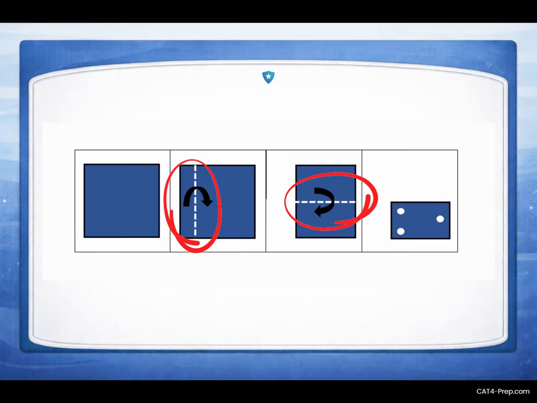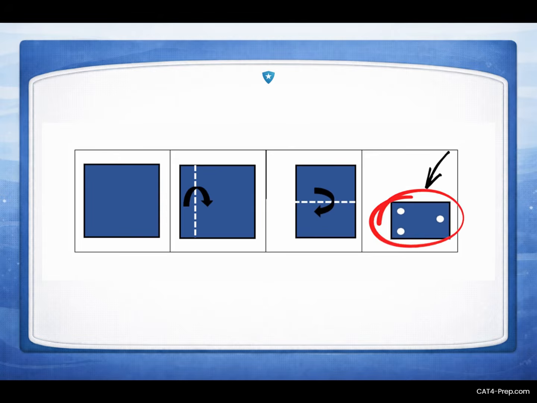First, watch the folds. The first fold is a narrow flap on the left. It folds over to the right. Then the paper is folded again along the horizontal line. Now the holes are punched. We can see 3 holes on the folded paper.